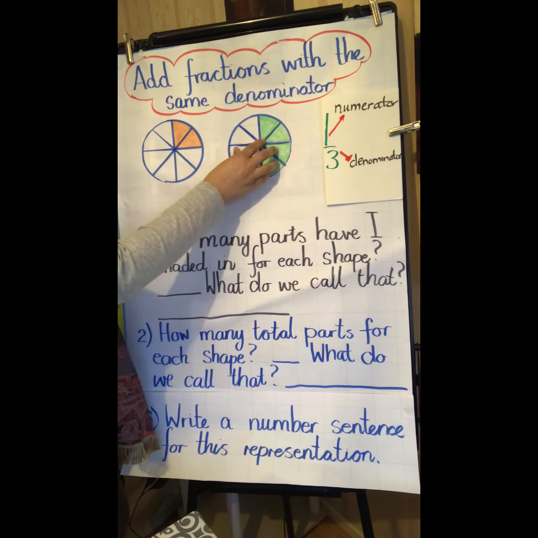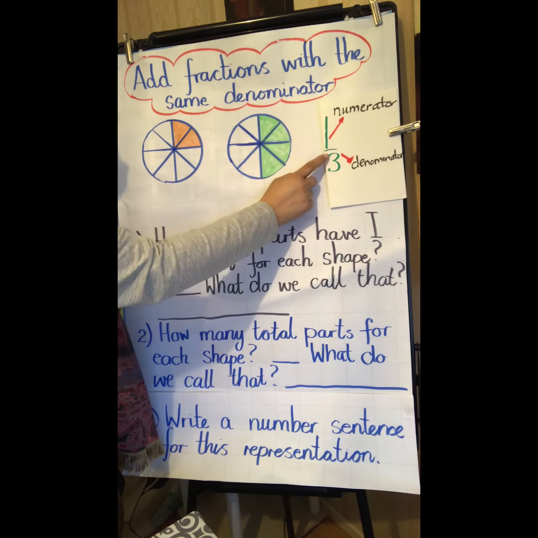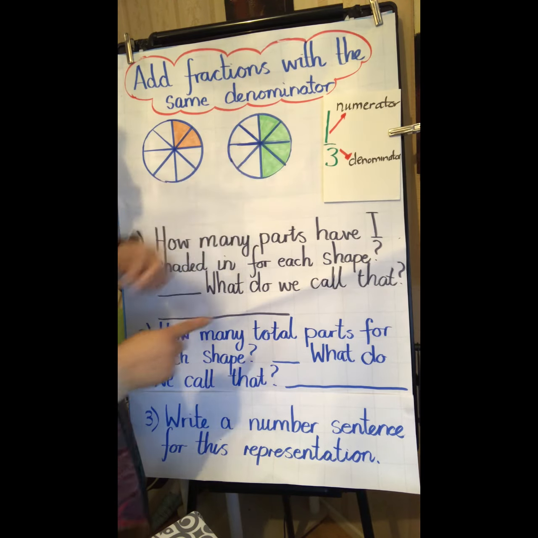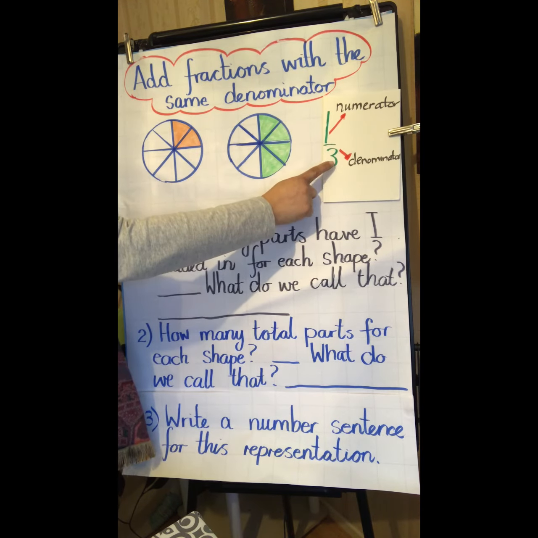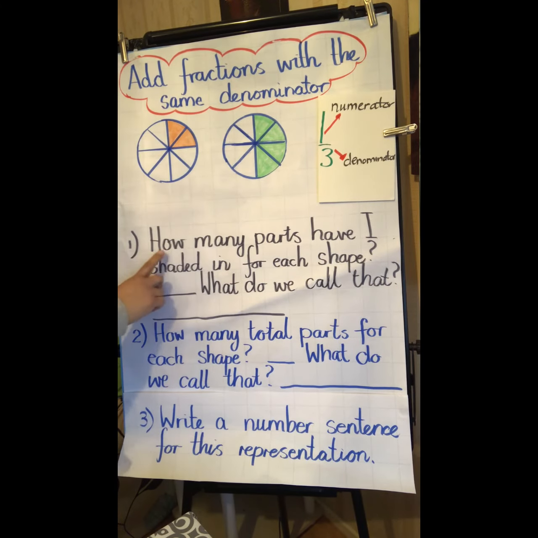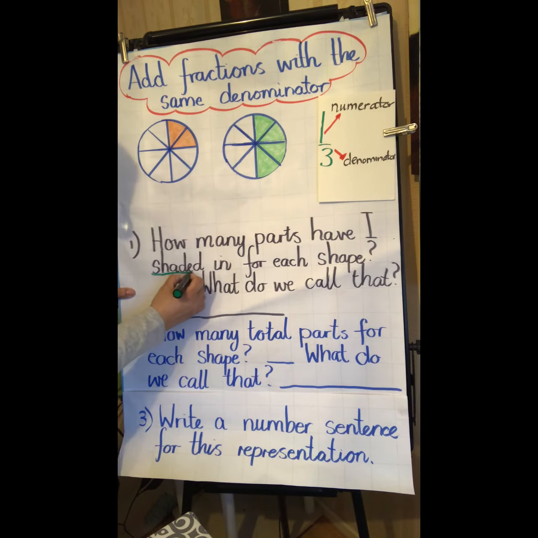For example, in this whole, there are 8 different parts. In this whole, there are 3 different parts. So we're going to add fractions that have the same denominator, the same bottom number. Right, so how many parts have I shaded in for each shape? So how many parts have I shaded in?